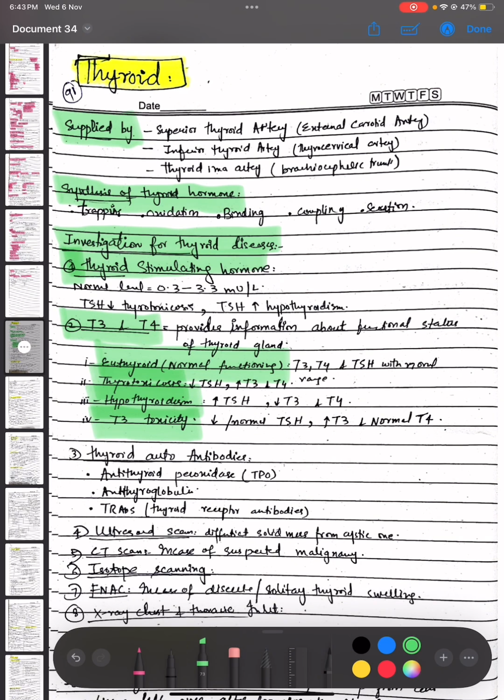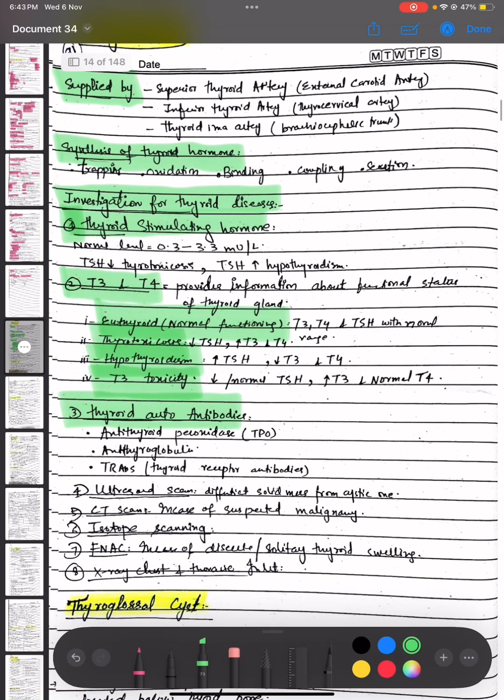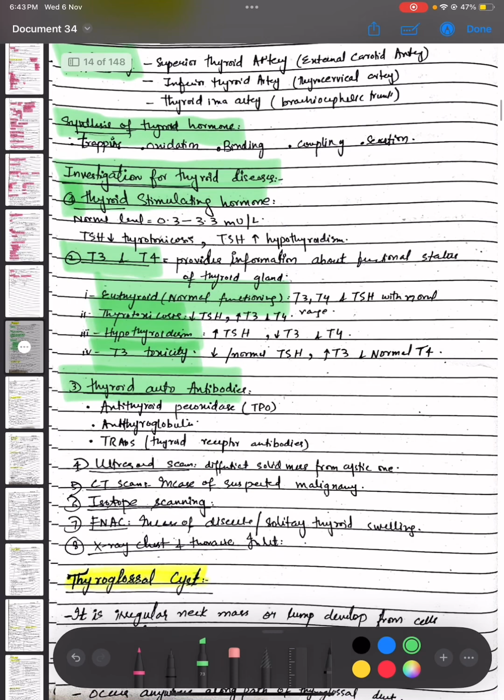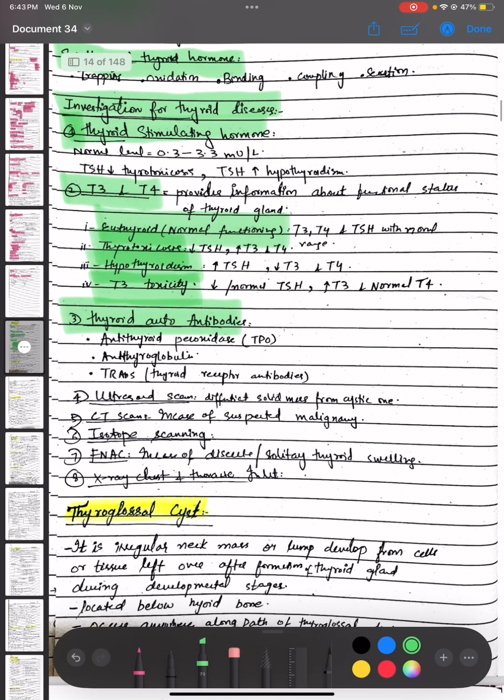Okay, thyroid autoantibodies are checked. These are antithyroid peroxidase, antithyroglobulin, and thyroid receptor antibodies. Ultrasound scan is done to differentiate solid mass from cystic one. CT scan is done in case of suspected malignancy.